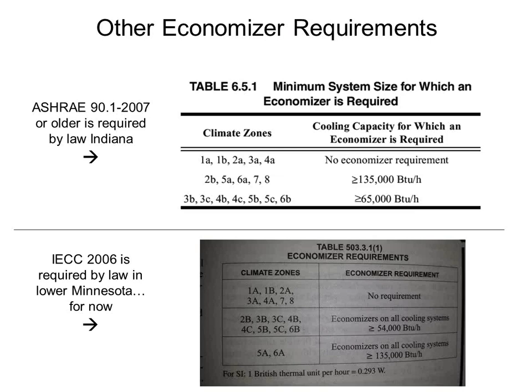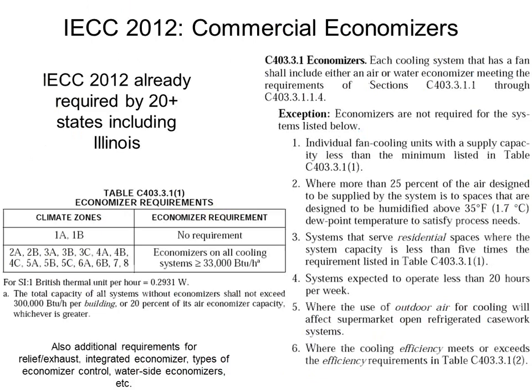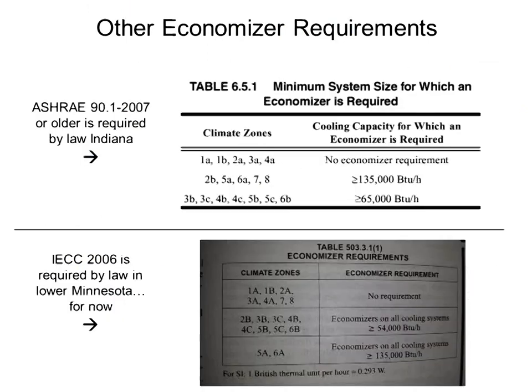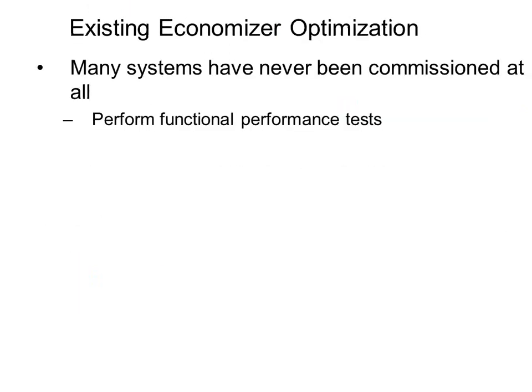You would have to do an economizer or larger. And for folks in Minnesota, if you're in the northern half of Minnesota, you don't have to do it at all yet. If you're in the lower half of Minnesota, then you are like Indiana, 135,000 BTUs, although like I mentioned, Minnesota is switching to the new code. So in the next few months, Minnesota is going to go from 135 down to 33,000 BTUs for the entire state. So it's a big change for those guys.